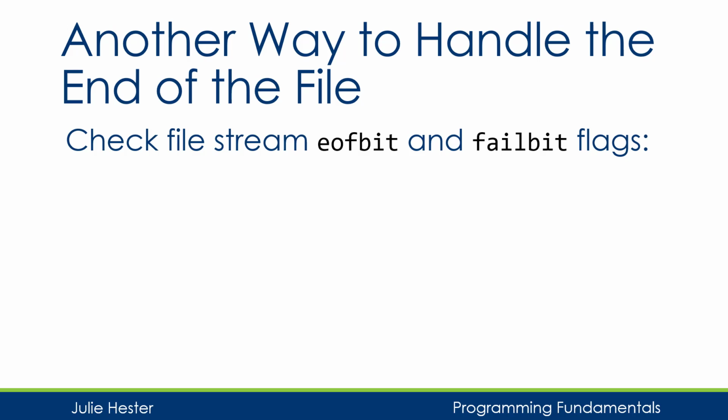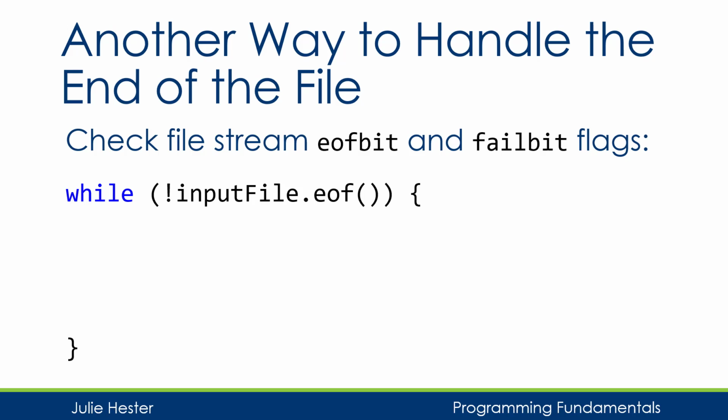Another way we can handle checking to see if we're at the end of the file is looking at two of the flags, eofbit and failbit. The FileStream object has a number of flags indicating the condition of the operations. The eofbit and the failbit flags will be turned on once we're at the end of the file. So in this case, for my while loop test condition, I'm going to call the EOF function, and that will return true or false based on whether I'm at the end of the file. If I'm not at the end of the file, I will attempt to read animal and quantity from inputFile.